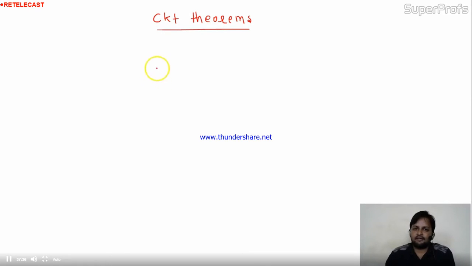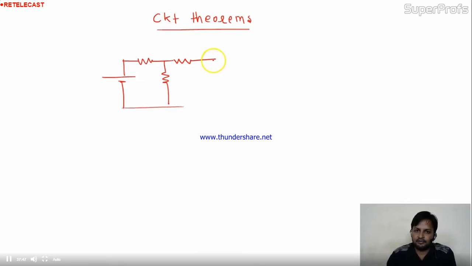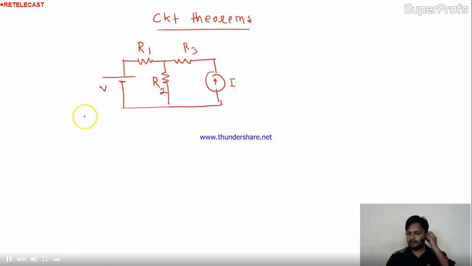See friends, in the first unit we have seen, suppose we are having a circuit, a simple circuit, having two sources, like this. This is the current source, this is the voltage source. The different values of resistances R1, R2 and R3. And suppose there in the first chapter they are saying that find out the current in this, find out the voltage across R2, like this.